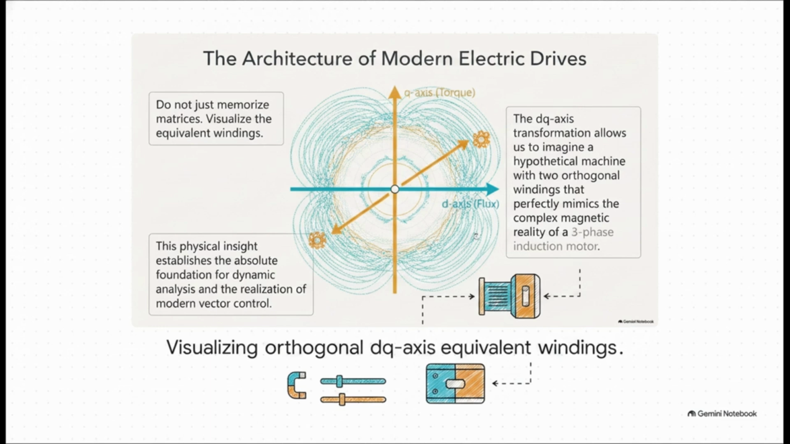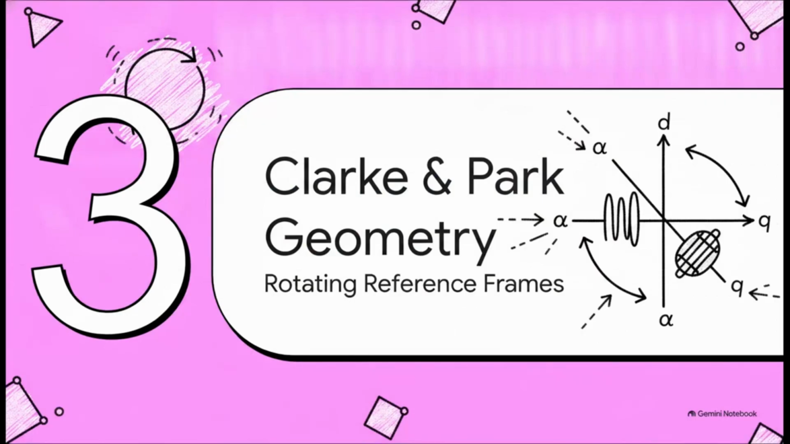Essentially, we are taking this rugged, highly complex three-phase AC motor and mathematically forcing it to mimic a separately excited DC motor. That physical insight right there establishes the absolute foundation for dynamic analysis because it finally gives us independent control of flux and torque. Moving right along to section 3, Clark and Park geometry, and rotating the reference frame.